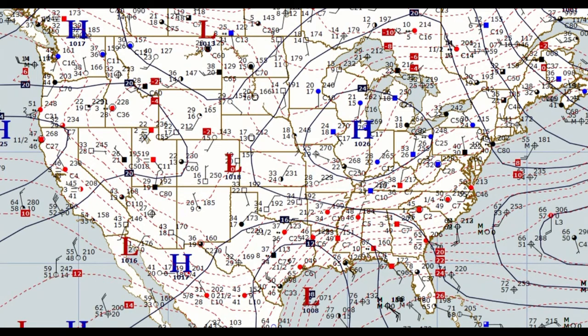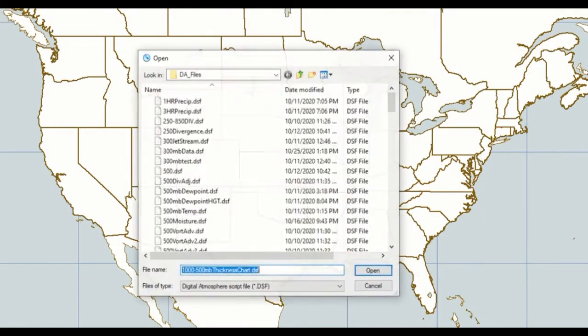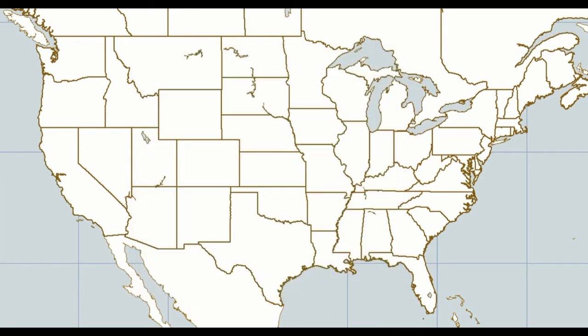I think that's pretty much all I want to cover today. Let me pull up another chart. We'll pull up that thickness chart. With this program I can run a thickness chart. It takes a minute to build.